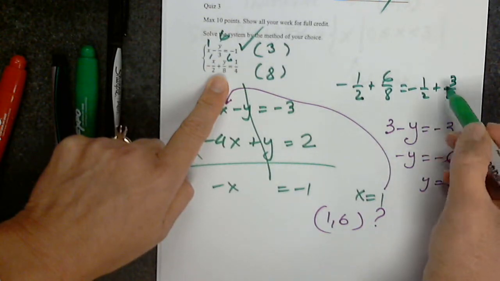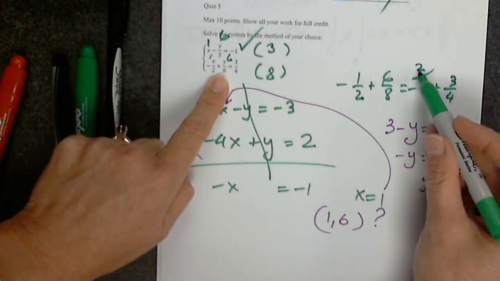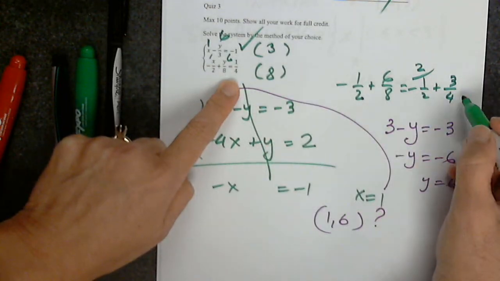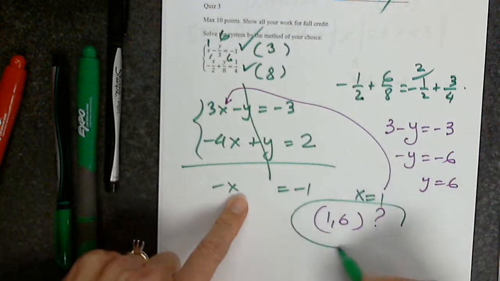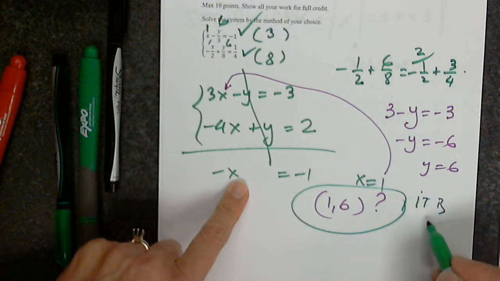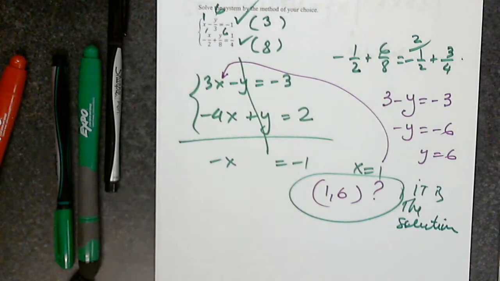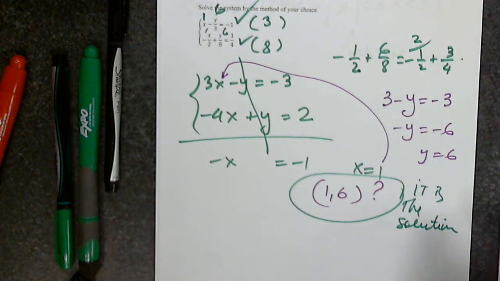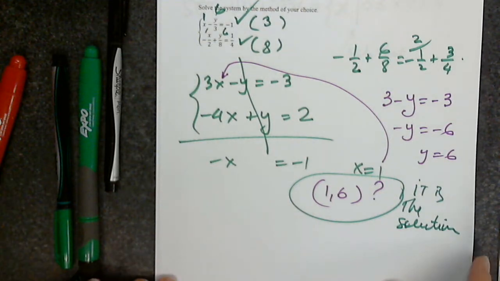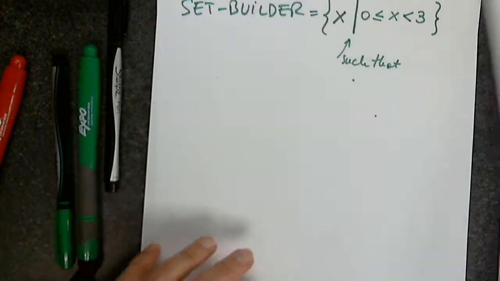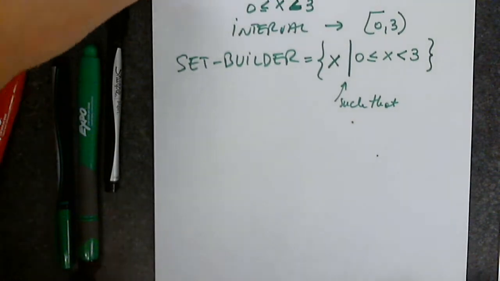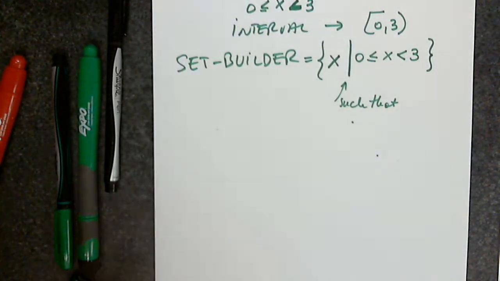The least common denominator is 4. So 3 minus 2 is 1. 1/4. Yes, I will get 1/4. So this must be it. It is the solution. Very good. Any questions? Okay. So now we figured out what the question was.